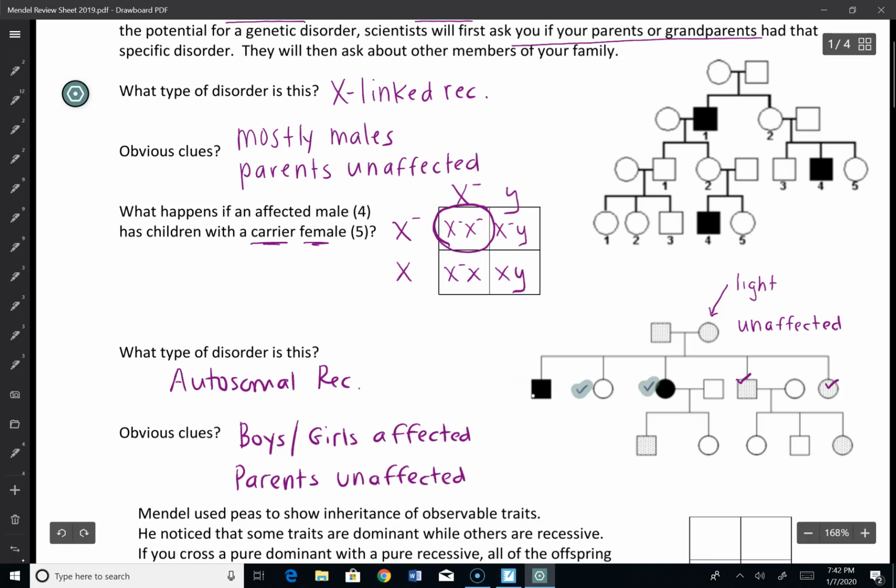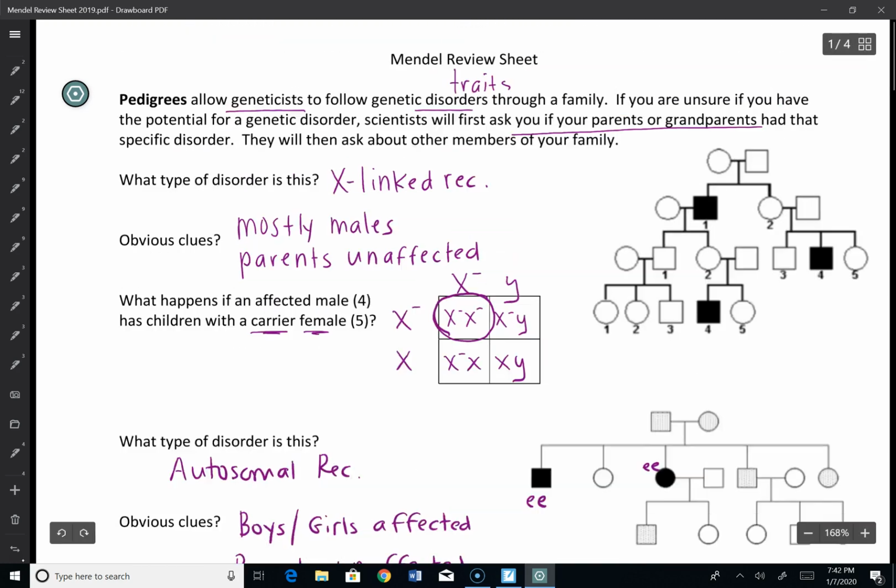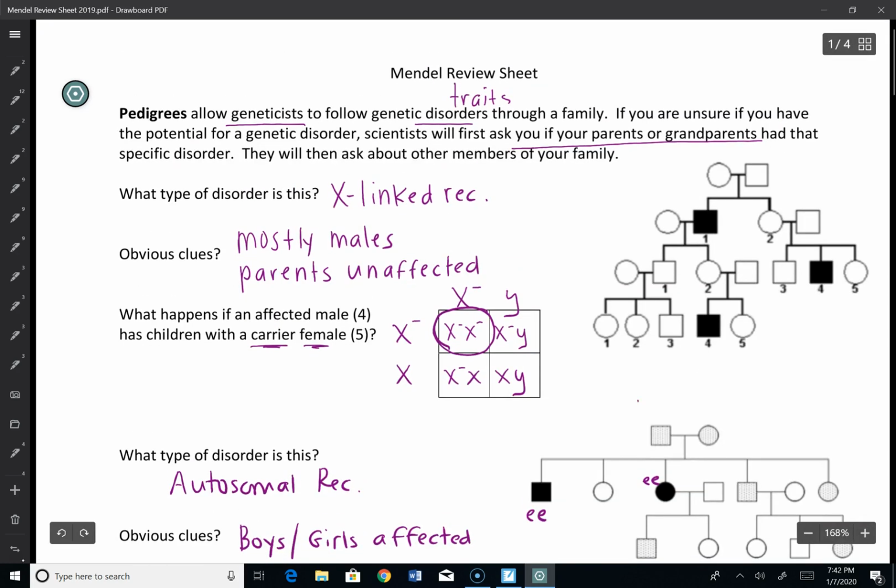So if we wanted to do just a couple of practice genotypes, let's use E's. Let's say that the double E is affected. So you know for a fact that these two have to be double E. Well, if the kids are double E and the parents are unaffected, the parents' genotype would have to be capital E, lowercase e, capital E, lowercase e, which means they are both carriers.